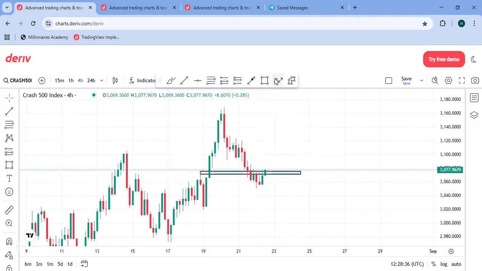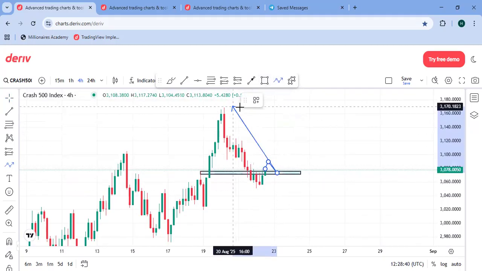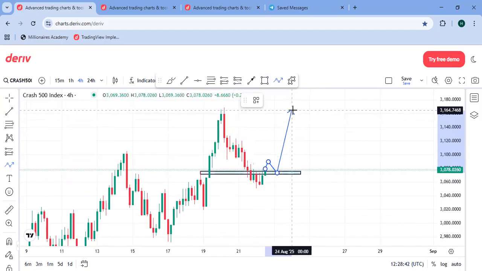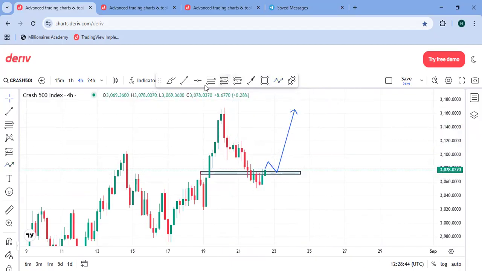Meaning we're going to have something like this. The market buys, comes back to this zone. Then we take a buy. It's going to buy to heaven, guys. We're going to make so much profit, if you can patiently wait for this setup to play.